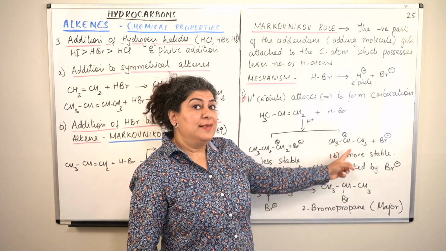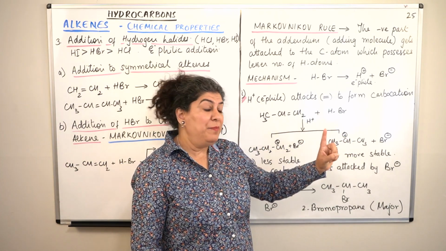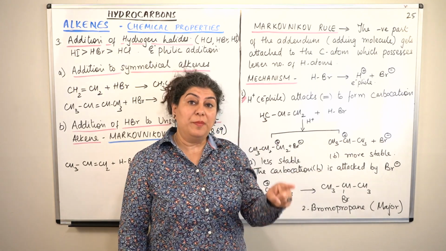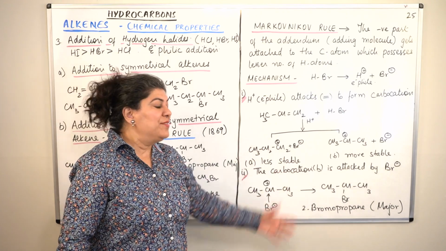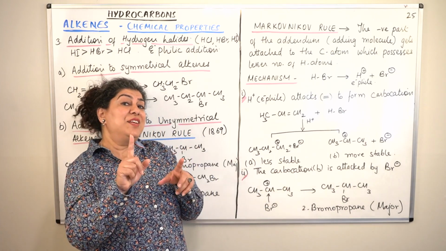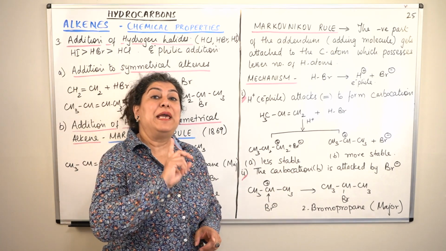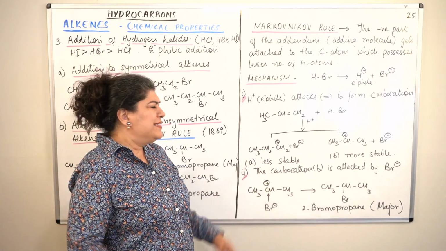And here, this is a secondary carbocation. Why? Because the positive charge is on a carbon which is attached to two other carbon atoms. So you get a secondary carbocation. A secondary carbocation is more stable. Why is it more stable?